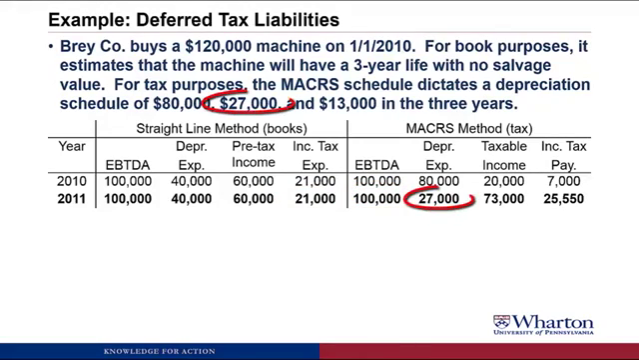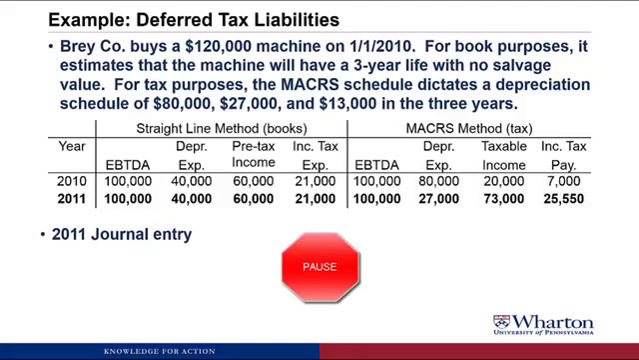Depreciation expense is now only 27,000 because the maker schedule has it drop substantially in year 2, which means our taxable income shoots up to 73,000. That's 100 minus 27. We take 73,000 times 35%, and our income tax payable is 25,550. So why don't you try to do the journal entry for income tax expense and income tax payable?